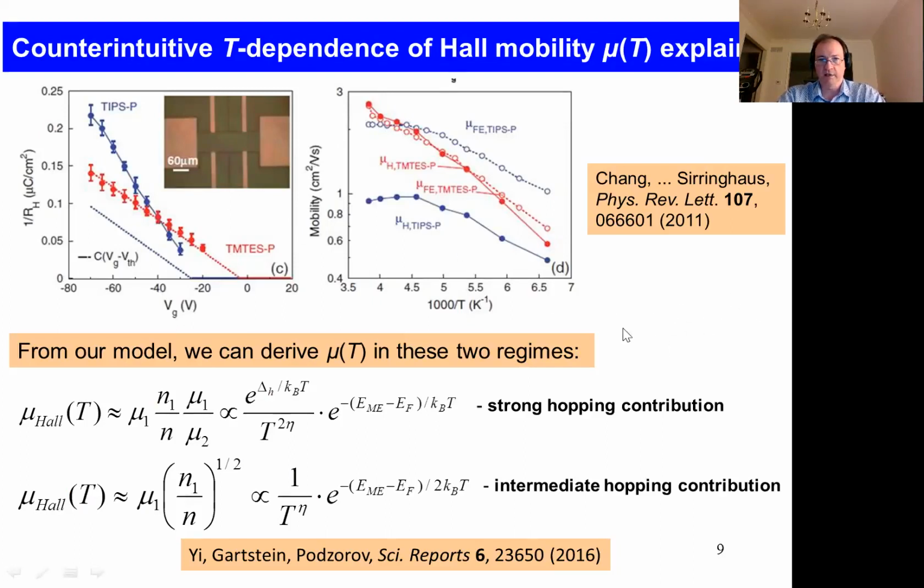And of course, the data are correct, everything is fine, and you know how to explain it, it's actually explained in our model here. The explanation is based on the fact that the contribution of hopping carriers is different in these two systems. In the one case, you have strong hopping contribution. In the other case, you have intermediate hopping contribution. Okay, so I will not go to the details of this. So for those who are interested, please look up this paper, and there is a model that explains all this.